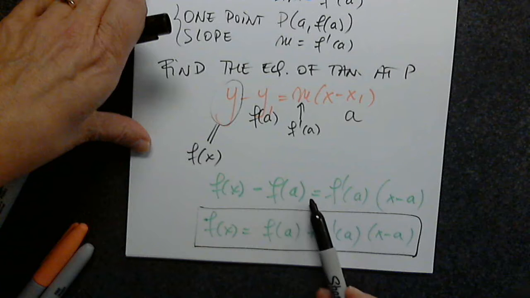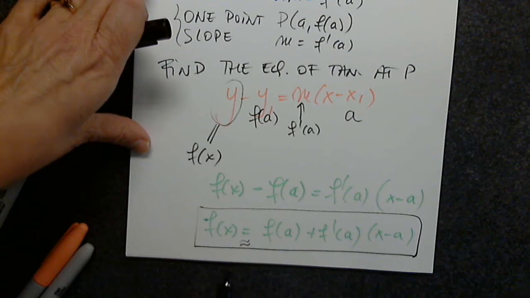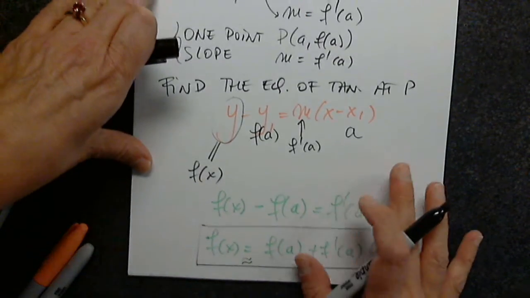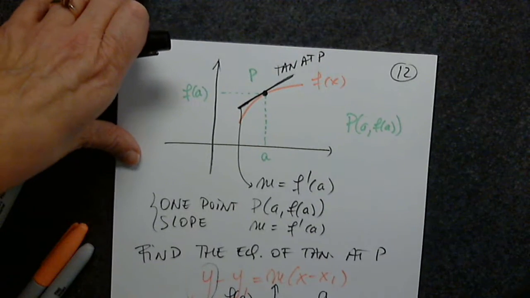The correct symbol here should be approximate. Let me explain why and what it means. And you'll tell me whether you agree with this. And then we'll look at the problem.